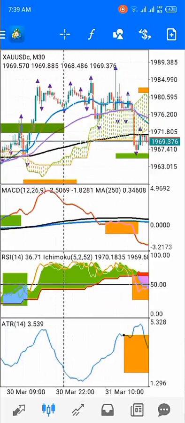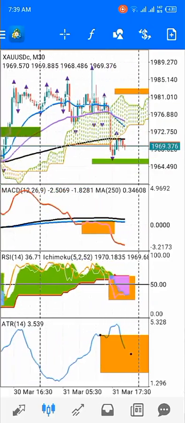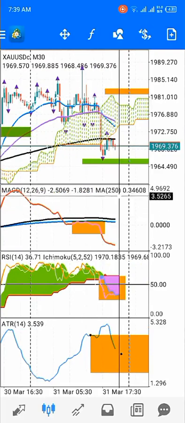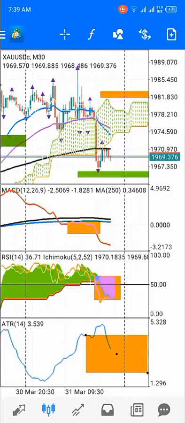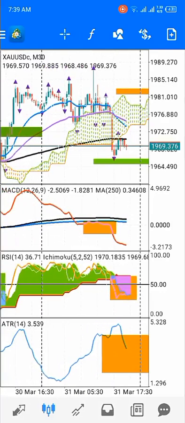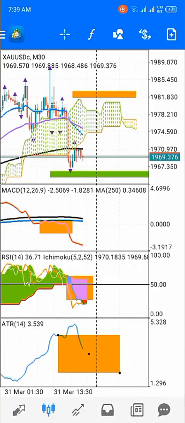Now for the last indicator window, average true range, period is 14. Average true range is used for measurement of where to exactly place the stop loss.